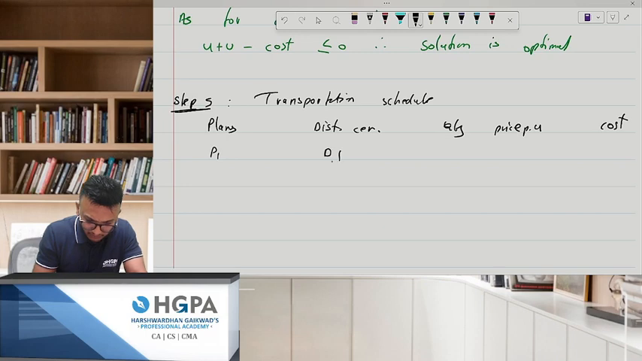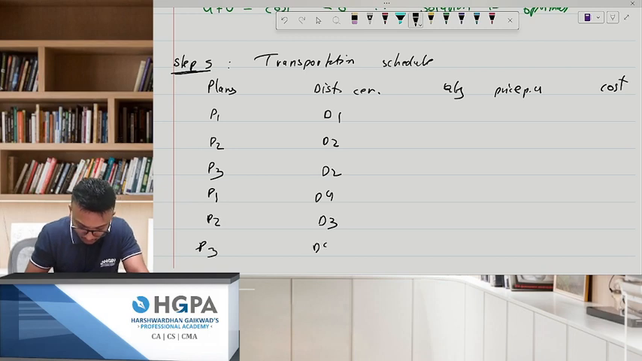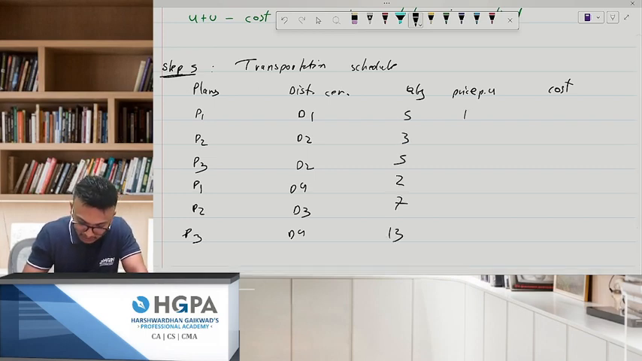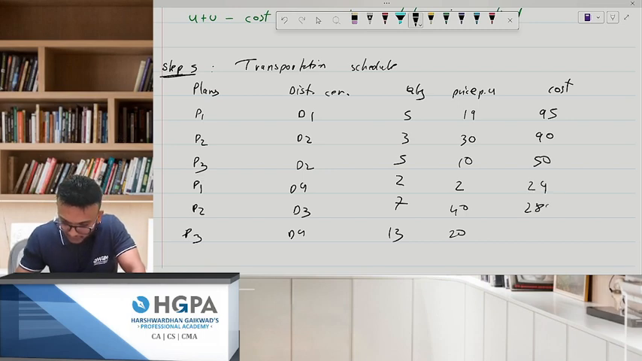So here is the allocation. P1 was allocated to D1, P2 to D2, P3 to D2, P1 to D4, P2 to D3, and P3 to D4. I'll write the quantity also: 5, 3, 5, 2, 7, 13. Price was 19, 30, 10, 2, 40 and 20. I'm just doing the calculation for you: 95, 90, 50, 24, 280 and 260. Your final answer was 799.